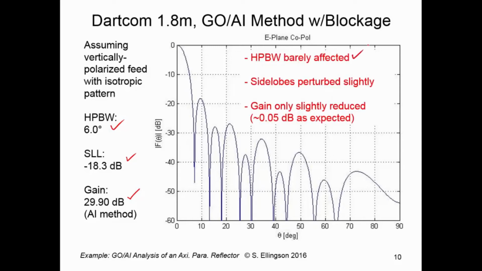So, half-power beamwidth hardly affected. We could have anticipated that. Side lobe levels are perturbed slightly. Not only is the first side lobe level changed, but some of these side lobes are going up and down. And that's just an artifact of putting a hole in the middle of this aperture. And then the gain is only very slightly reduced, and we in fact anticipated a value very close to this based on this very simple consideration of the amount of area that was taken out of play by the blockage, by the feed. So feed blockage does not appear to be a reasonable way to explain the missing 2.4 dB.